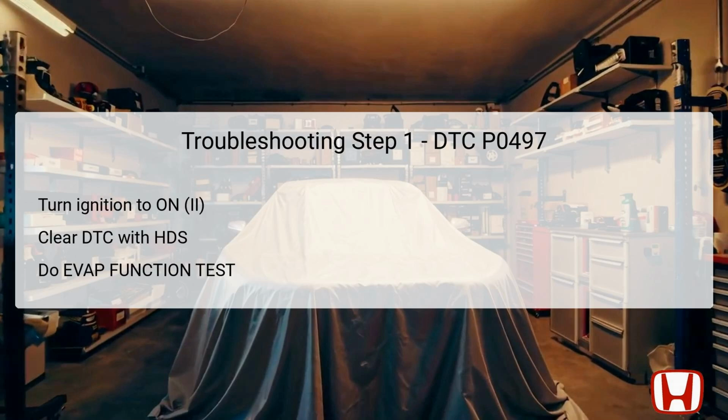The first troubleshooting step for addressing the P0497 DTC is to ensure the ignition switch is turned to the on position, often referred to as the II position. This allows the vehicle's computer systems to power up without starting the engine. After this, it is essential to clear any existing DTCs using the Honda Diagnostic System HDS, which is a specialized tool designed for Honda vehicles. Clearing the DTC helps to reset the onboard systems and allows for a fresh evaluation of system performance.